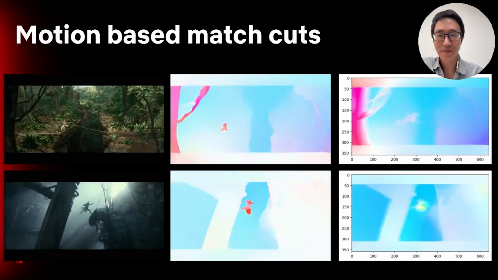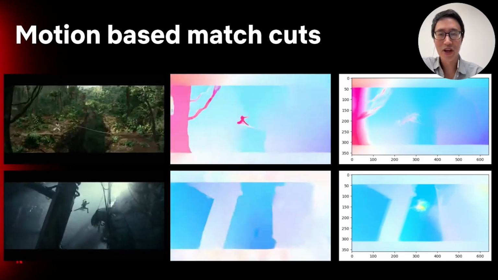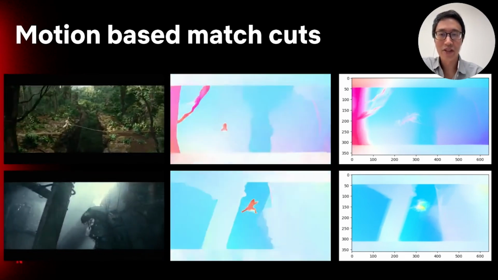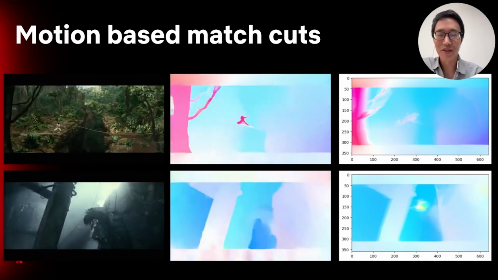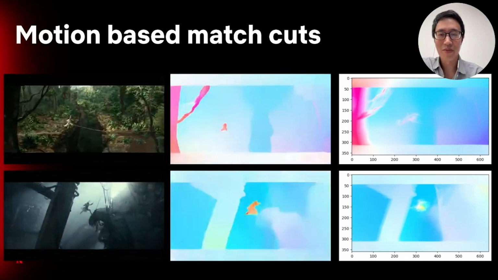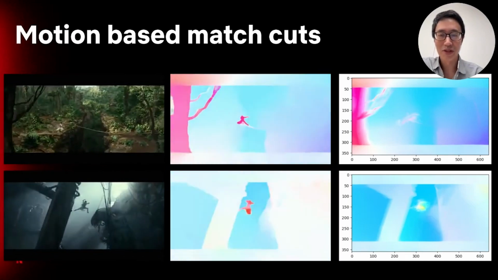function. For motion-based match cuts, we use optical flow to model the motion of each pixel, then average the output across frames to make the distance computation between 2 shots easier. In this visualization, a red pixel is moving to the right and a blue pixel is moving to the left.